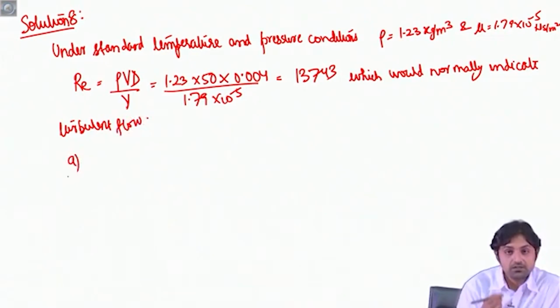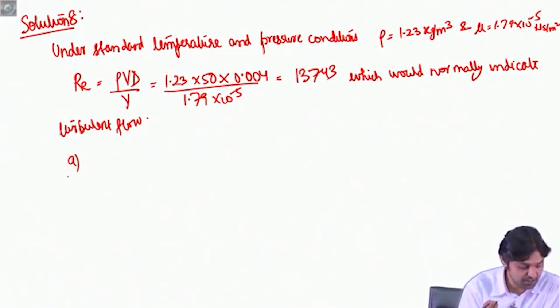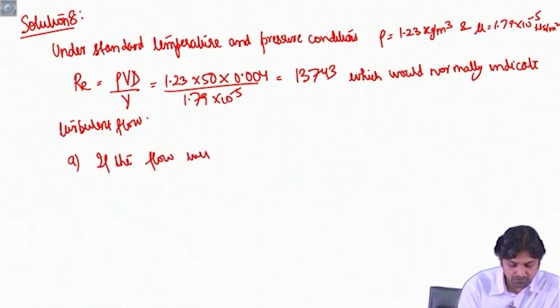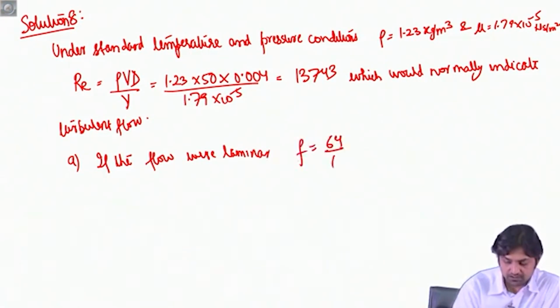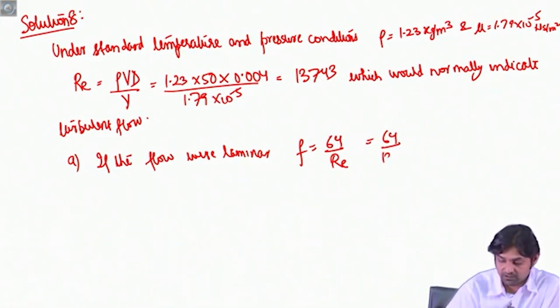However, since we have been told to assume this is laminar flow, we say if the flow were laminar, the friction factor will be given by 64 by Re. Therefore, in this particular case, although it is turbulent, we assume that it is laminar, so we will find the friction factor, which will come almost to 0.00467.